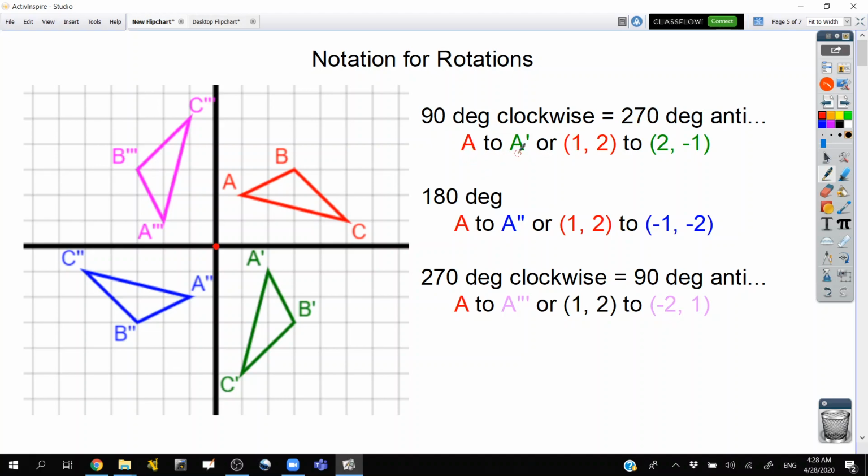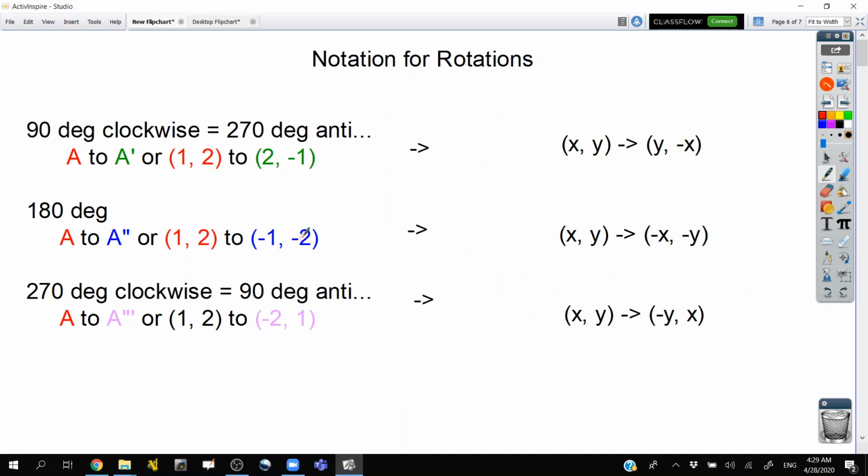So going from the red to the green, if I go 90 degrees clockwise, I can see the point 1, 2 became the point 2, negative 1. And if I go 180 degrees, I can see 1, 2 became negative 1, negative 2. If I go 270 degrees, I can see the point 1, 2 became the point negative 2, 1. So again, that gives us rules for how these work.